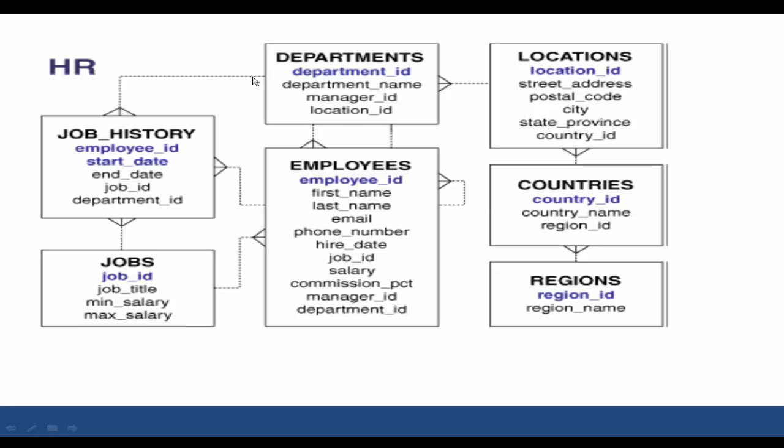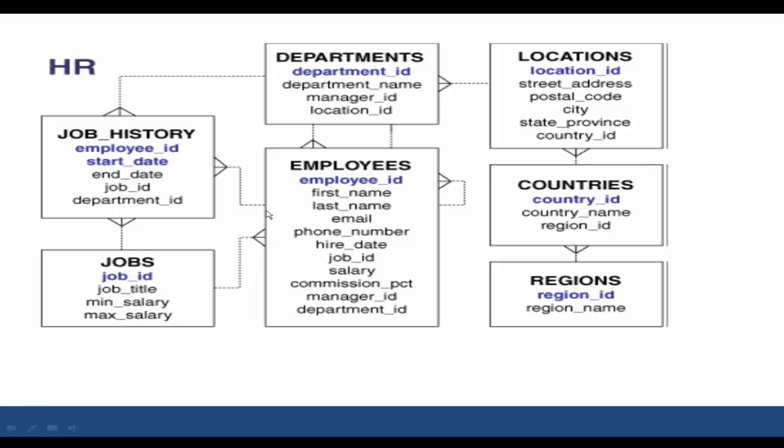These dotted lines and this shape that looks like a crow's foot are all illustrations to show how the tables are related to one another. Okay, this here, the employees table, acts as a bridge table.